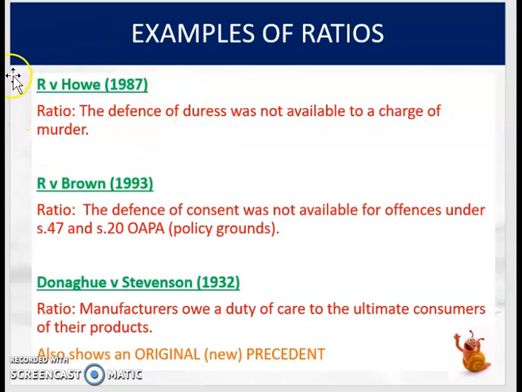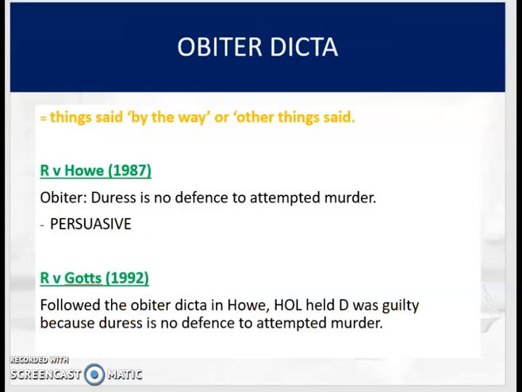So these are some famous examples of ratios, there are hundreds, but I want to come back to Howe, because the case of Howe will show us the difference between ratio decidendi and obiter dicta. So if I go on to my next slide here, we've got obiter dicta, which I've already told you means other things said or things said by the way. So in Howe, the ratio was duress was no defence to murder, and that was the bit that had to be followed in all future cases.